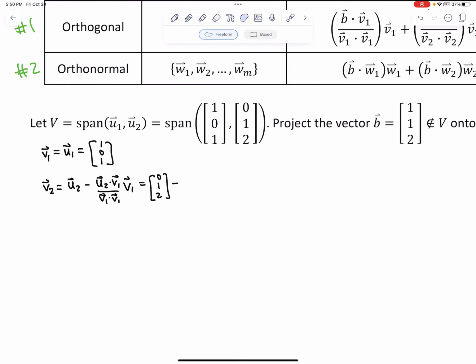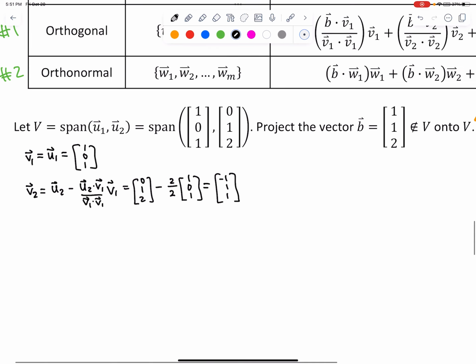Let's dot u2 and v1. Well, u2 is here, and v1 is the same as u1, so we can just dot these 2 vectors. We get 0, 0, 2, added together gives me a 2. And then dot v1 with itself, which is this vector here. We get 1 plus 1, we also get 2. And then multiply that by vector v1, which is (1, 0, 1). So in this case, we don't get any fractions, which is convenient. We get the vector (-1, 1, 1). And then I stop here because our basis only had 2 vectors, u1, u2. So our orthogonal basis should also only have 2 vectors, v1, v2.